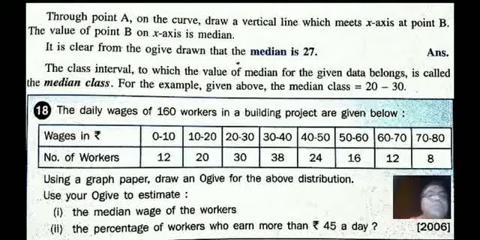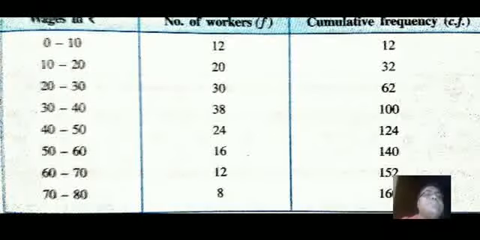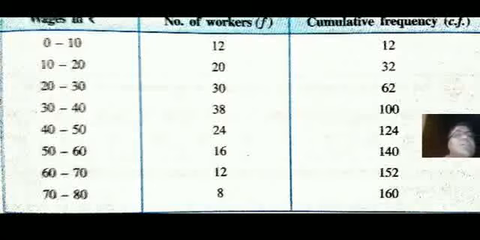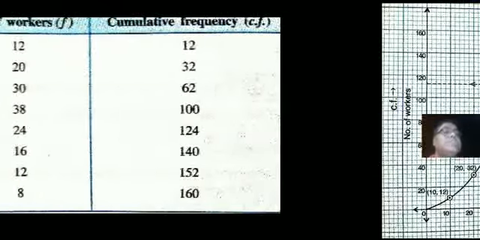Use graph paper to plot the ogive, then estimate the median wage of the workers and the percentage of workers who earn rupees 45 per day. Let us see. First of all, we find the CF values from the table. The frequencies 12, 20, 30, 38, 24, 16, 12, 8 give cumulative frequency values 12, 32, 62, 100, 124, 140, 152 and 160, and the last value, that is n, is 160.